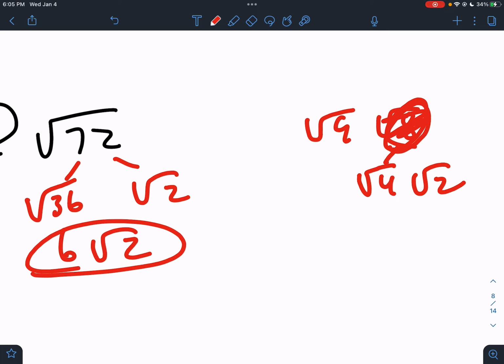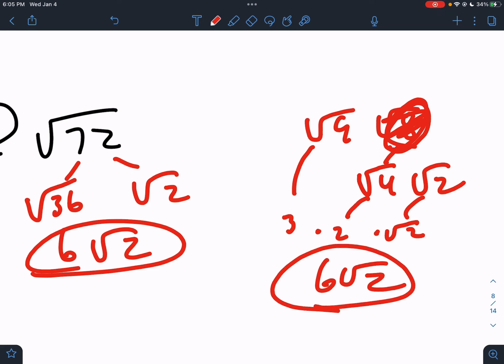And what we have here is the square root of 9 is whole number 3. This is whole number 2. And then this is root 2. That is 6 root 2.